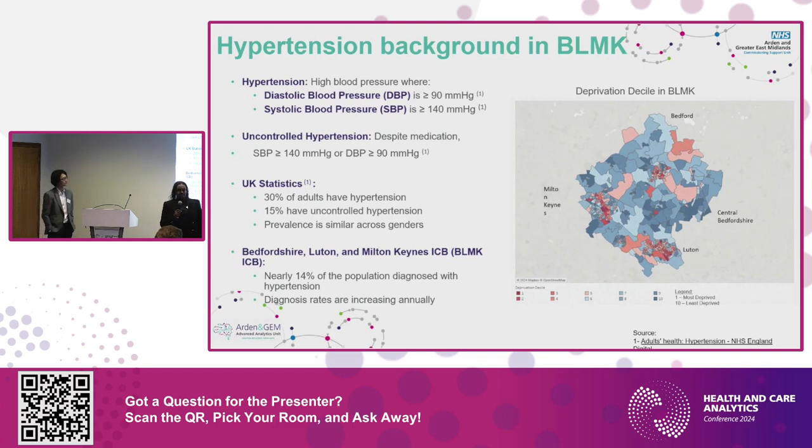So for our project, for our case-finding tool, we looked at data from Bedfordshire and Luton and Milton Keynes ICB, referred to as BLMK ICB. And in their population, nearly 14% are diagnosed with hypertension. And to get the diagnostic code, we use the ONS code for hypertension diagnosis.